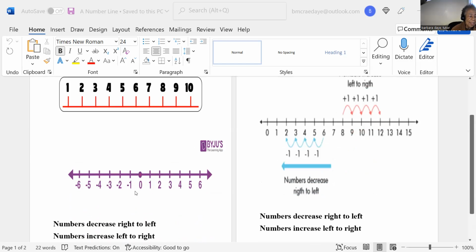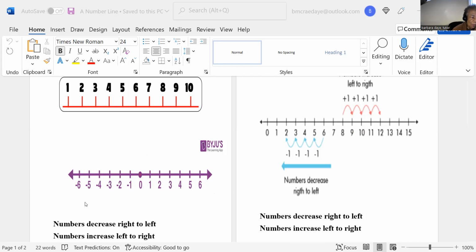Okay, now let me take another number line. This one has a 0 in the middle, right? Now, whenever you have a number line and the 0 is in the middle, on the right, the numbers are plus. On the left, the numbers are negative. Same rule though. If you go from left to right, you're increasing. If you go from right to left, decreasing.